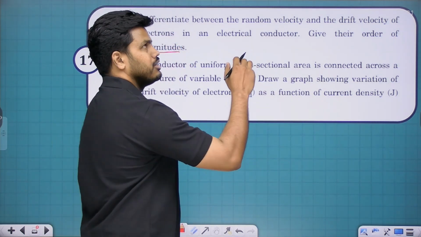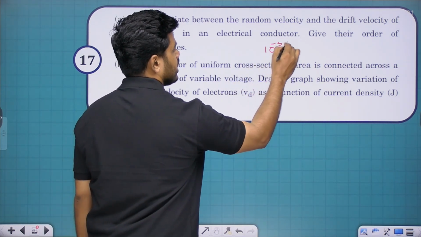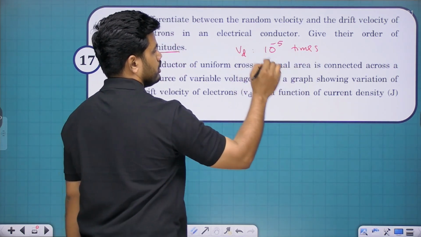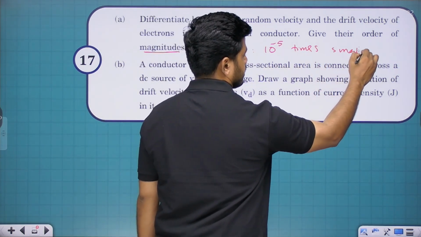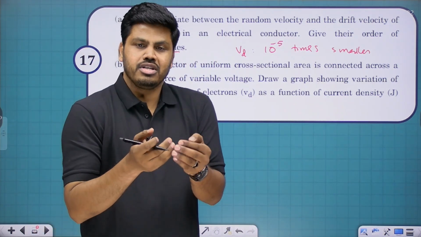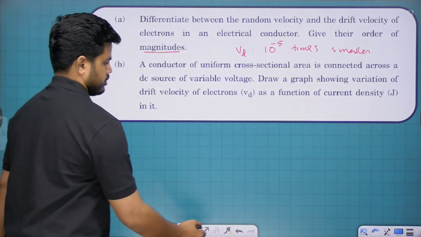Remember, the drift velocity is actually 10 raised to minus 5 times slower, smaller than the other velocity. So drift velocity is smaller, right? Or drift velocity is slower than the random velocity. Okay, fine. That was the first part of the question.